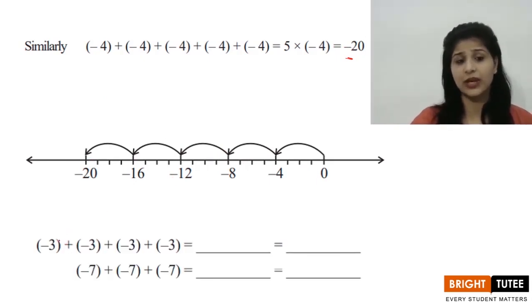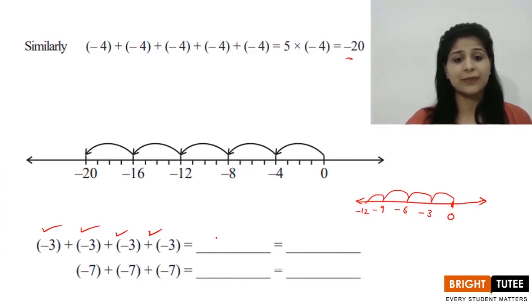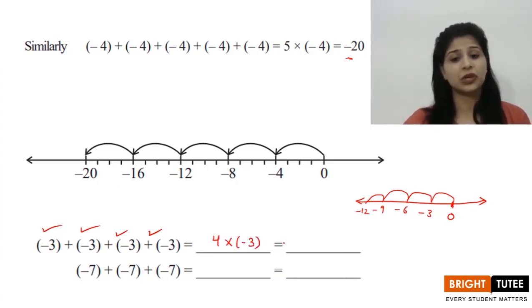Let's figure out this one. 1, 2, 3, 4. So what will you do actually on the number line? If this is the number line, suppose, just assume it. So if this is 3, first of all you will go to minus 3, then you will go to minus 6, then again you will go to minus 9, and then at last you will go to minus 12. So what is actually happening? 4 times minus 3 is added. So 4 times of minus 3 is minus 12. You see, we get the same answer.